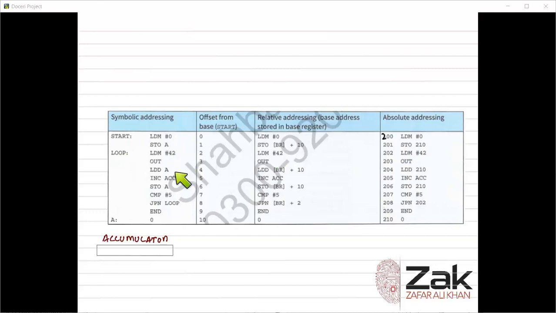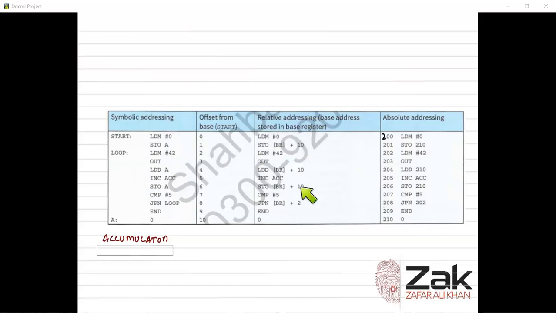All right. So load from A, store at A, jump to loop. So this is loop. Over here, what is written? Jump to 202. Over here, we have named 202 as what? Loop. So this is called symbolic addressing.